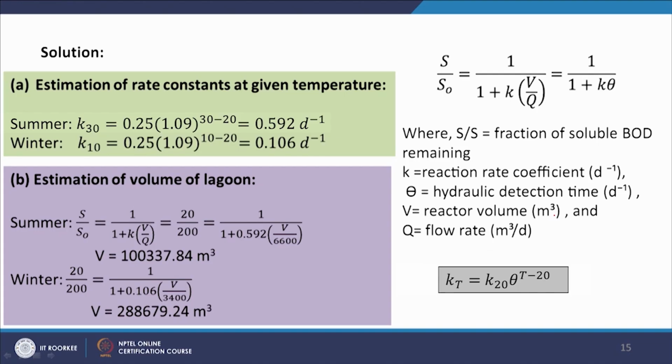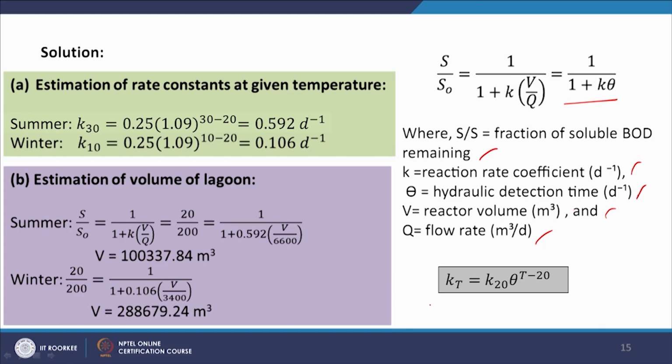We have some design expressions we have discussed in our previous class. For the lagoon system, S by S0 is equal to 1 by 1 plus k V by Q, that is equal to 1 by 1 plus k theta, where S by S0 is the fraction of the soluble BOD remaining, k is the reaction rate coefficient, theta is the hydraulic retention time, V is the reactor volume and Q is the flow rate. The units are given here, and we also have one formula for the k value correction.